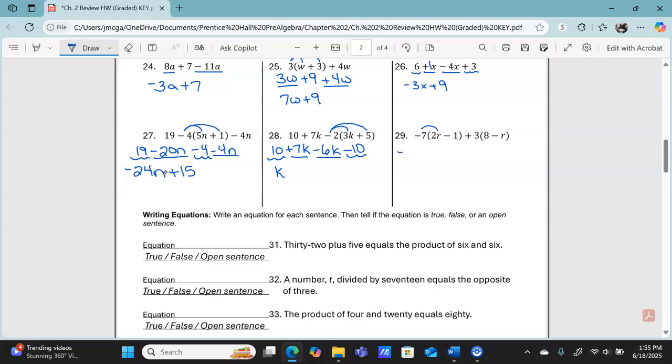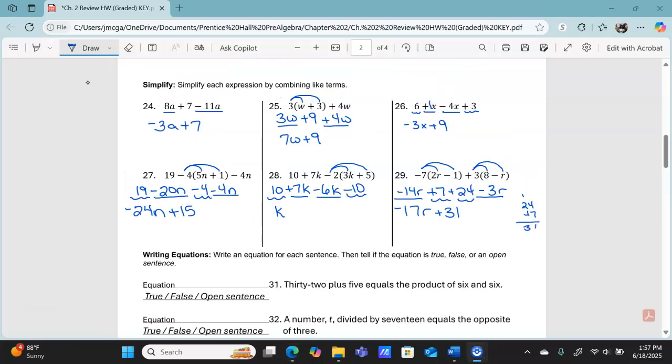Negative 7 times 2r is negative 14r. Negative 7 times negative 1 is positive 7. Positive 3 times 8 is positive 24. Positive 3 times negative r is negative 3r. Combining like terms, they're both negative, so we add them and keep the sign. They're both positive. We add them and keep the sign.